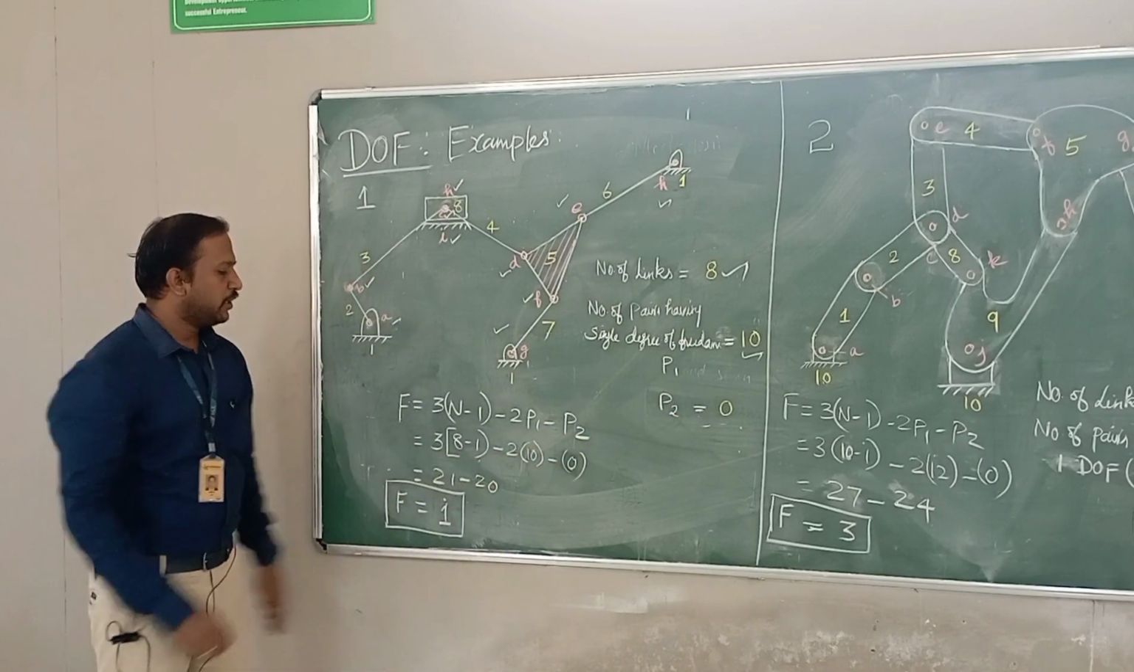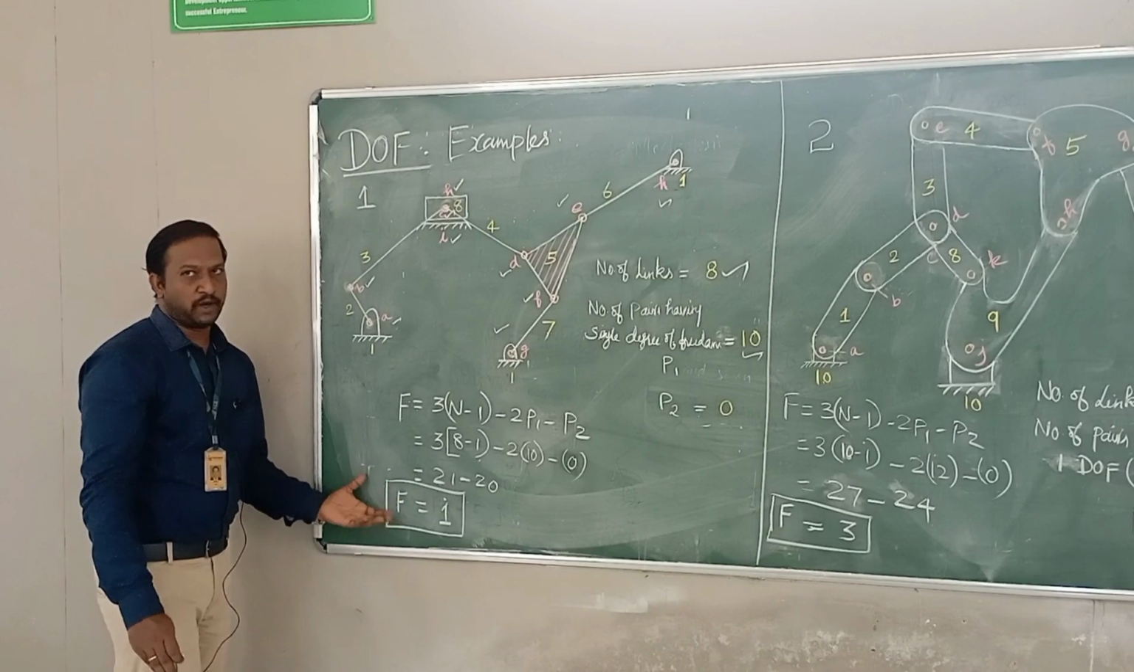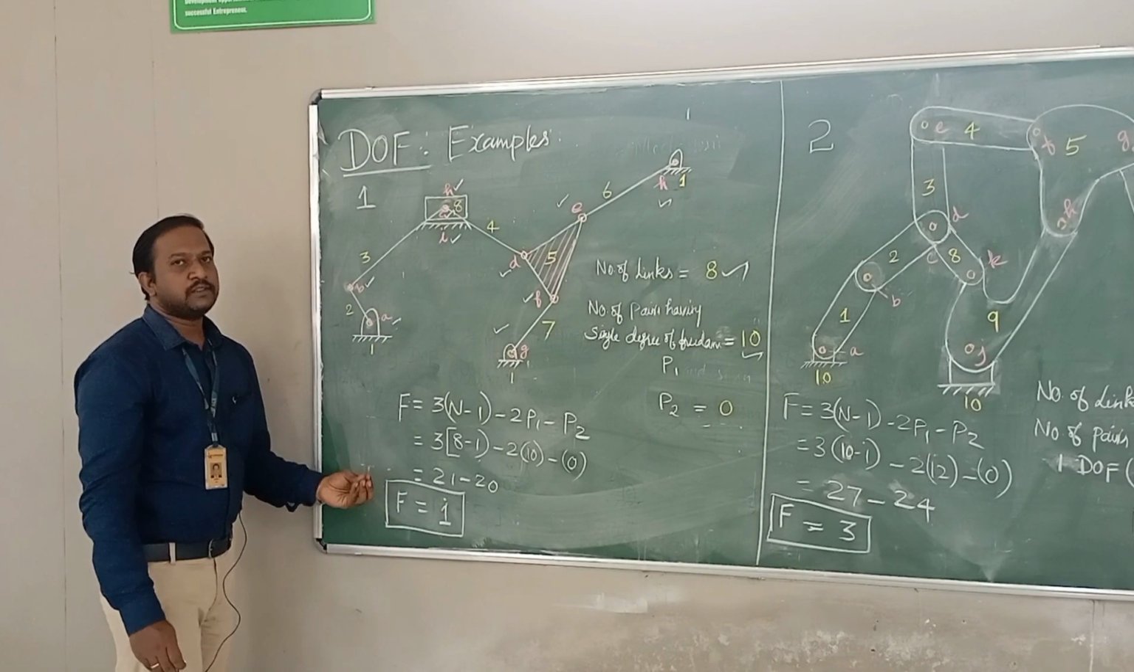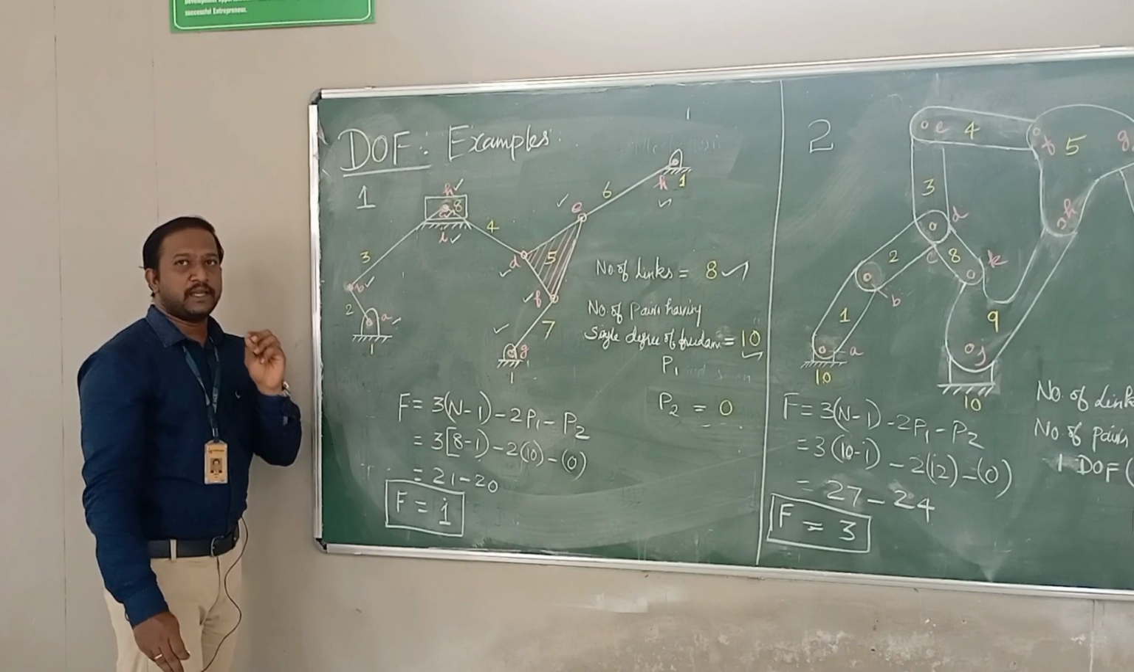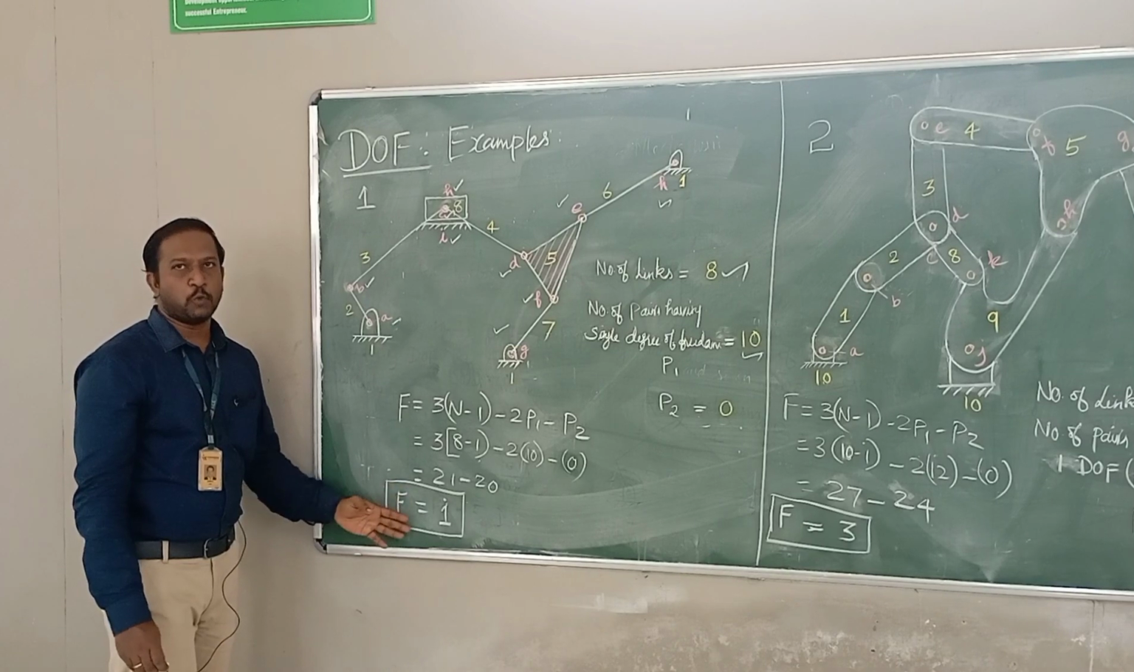So if we substitute here, we will get 1 degree of freedom. What is the exact meaning of 1? The 1 tells us that this particular mechanism needs one input to run. That is the meaning of F equal to 1.